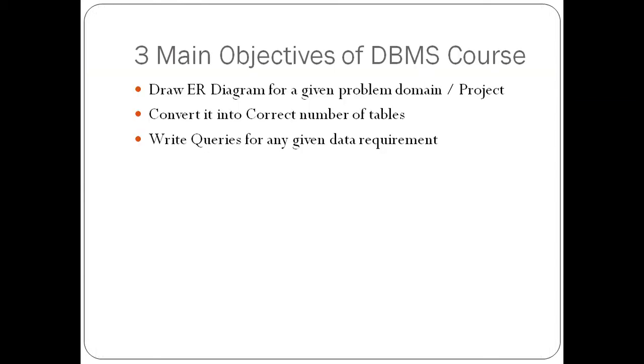As in the first part of this ER diagram topic, we have seen that our three main objectives of this course, ultimately the objective number two, is that if you are doing any project, you need to decide the number of tables for that project. To decide that number of tables, you need to draw an ER diagram. And after creating the correct number of tables, you need to write queries as per the user requirement.